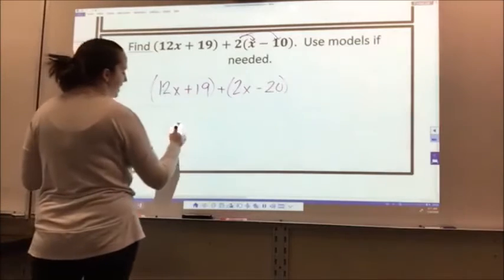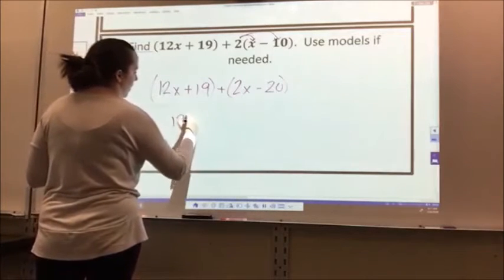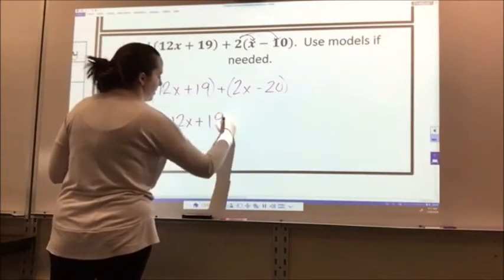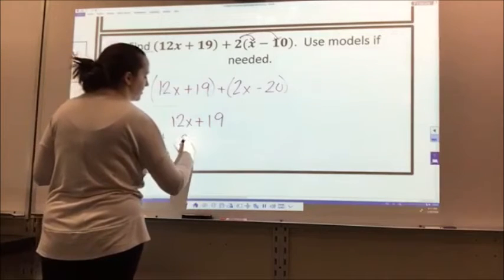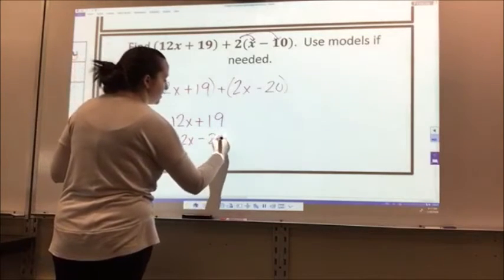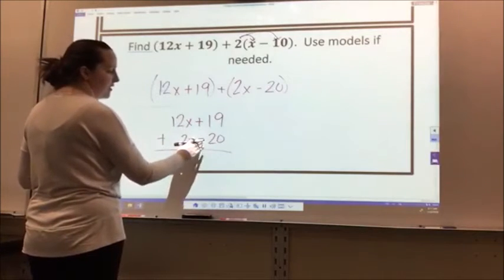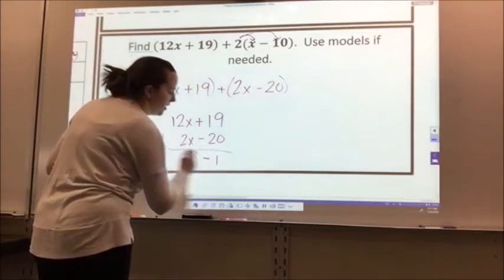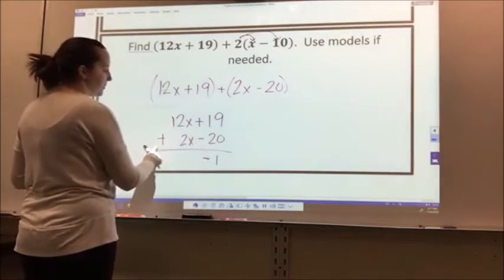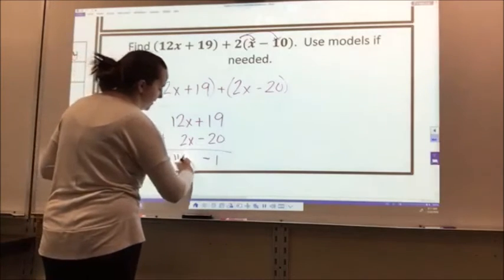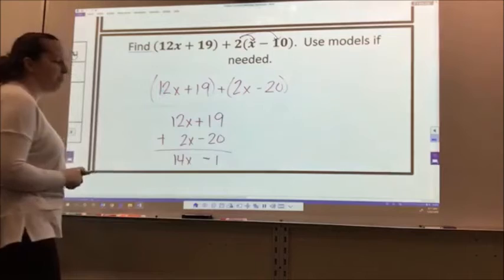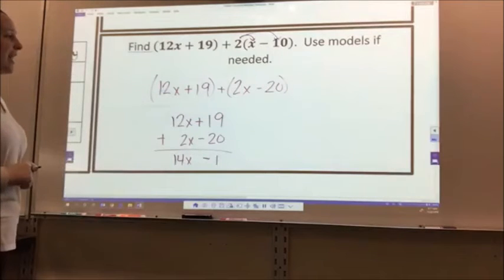So again, I can add these like I normally would. 12x plus 19 plus 2x minus 20. Okay? 19 plus a negative 20 gives me a negative 1. 12x plus 2x gives me 14x. So 14x minus 1. Okay. Again, you can use models if you want to. It'll take you a while to draw them out, but you can do that.